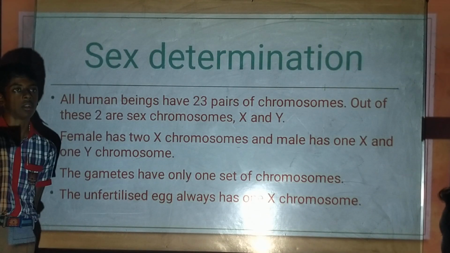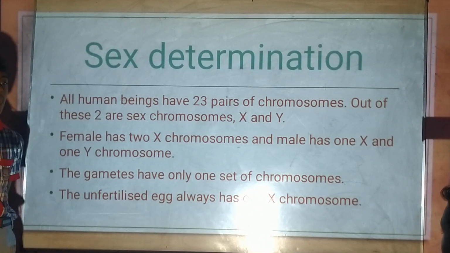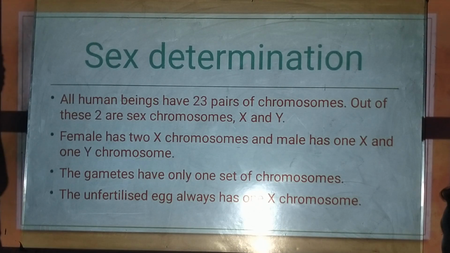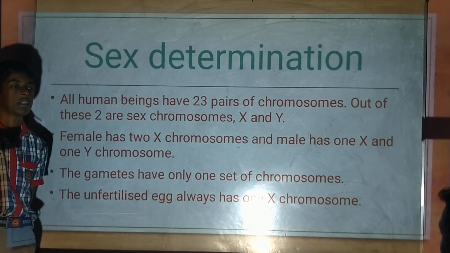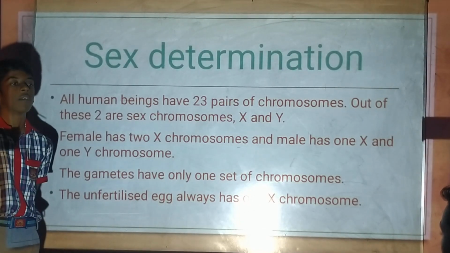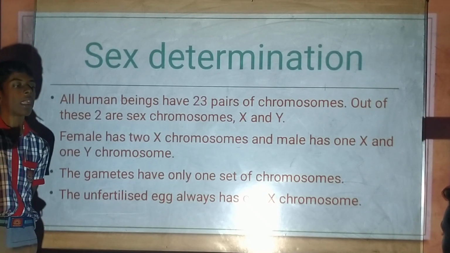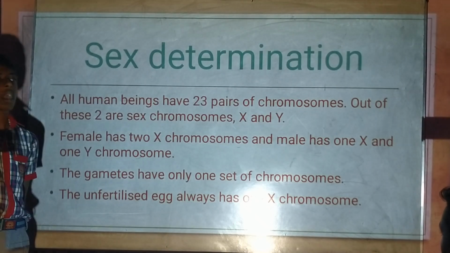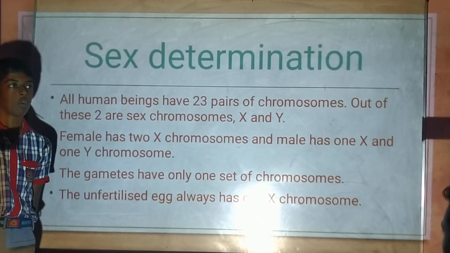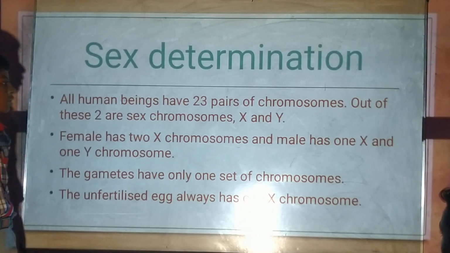Sex determination. In this slide, we will discuss how we determine whether a baby is a boy or a girl. All human beings have 23 pairs of chromosomes, and out of them 2 are sex chromosomes, which are X and Y. A female will have 2 X chromosomes and a male will have X and Y chromosomes. The gametes have one chromosome each. The unfertilized egg always has one X sex chromosome.